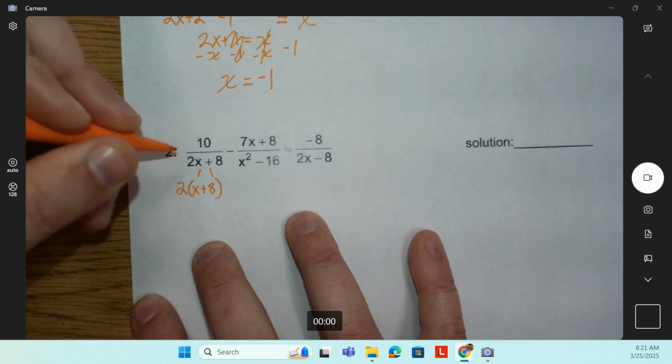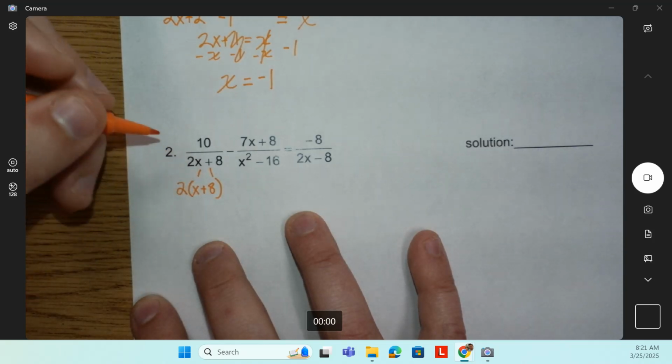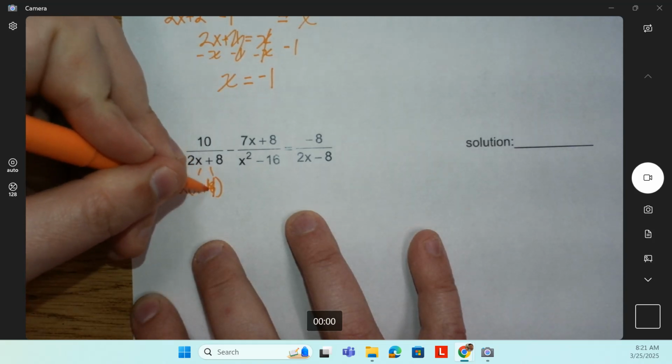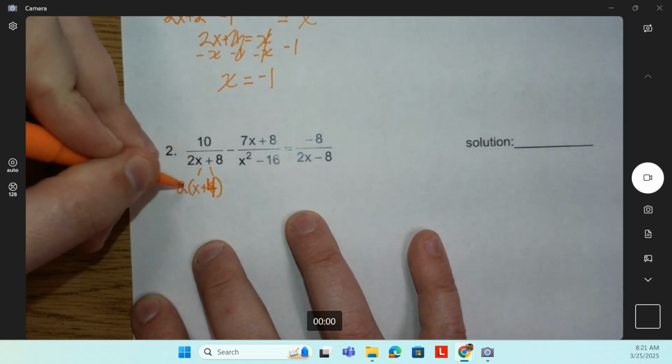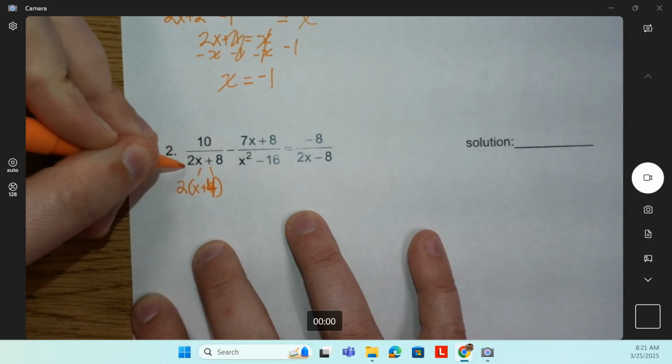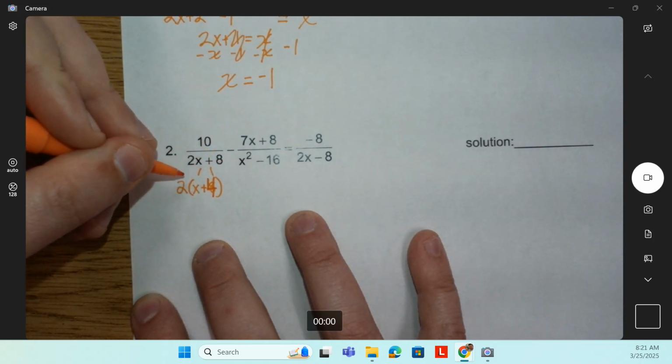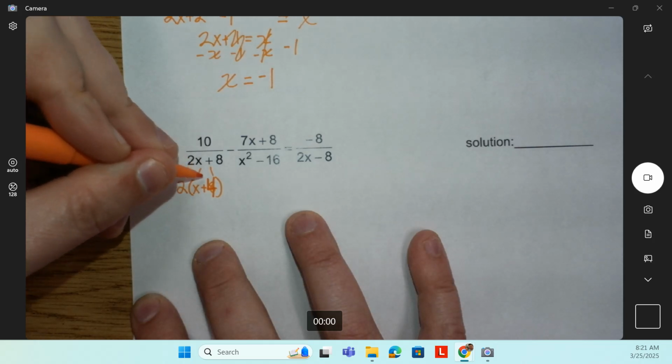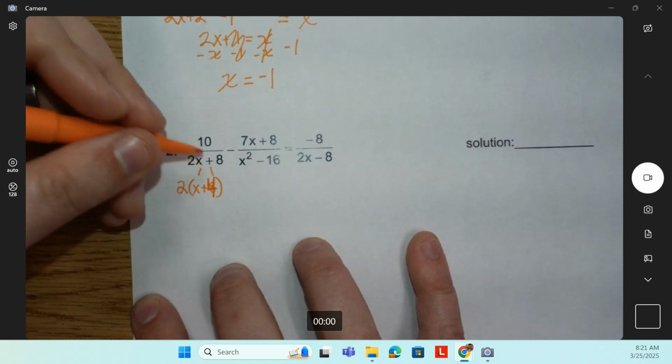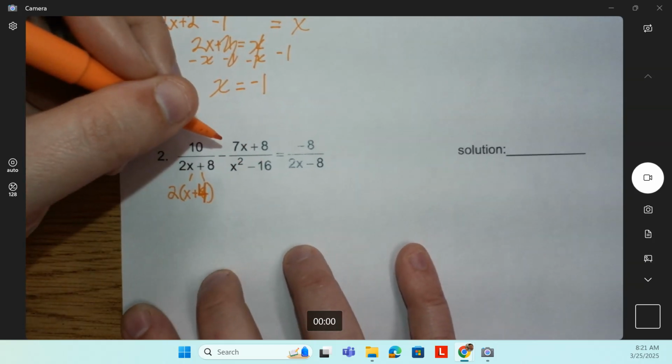Your way to check, and that's why I'm saying to check, because I put an 8 there when it should be a 4. I always think, if I multiply that 2 back into it, would I get the same thing? So 2 times x is 2x, 2 times 4 is 8. So that's a good check to make sure we're doing the right thing.